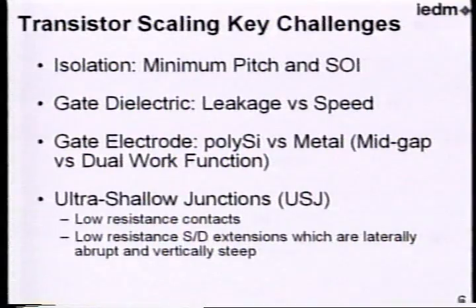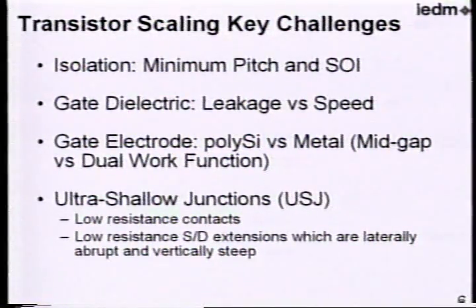The gate electrode, because of the polysilicon, and we'll see in a few minutes that because of poly depletion, which contributes to the overall effective oxide thickness along with the gate dielectric, it's really driving us towards a metal gate. And the question then comes: will it be a mid-gap or dual gap or dual work function type of metal? So we'll be looking at that also.